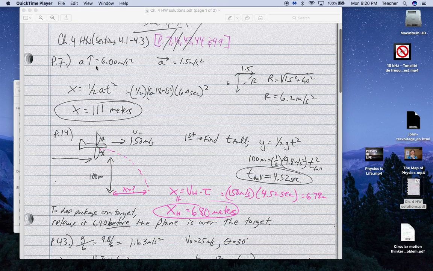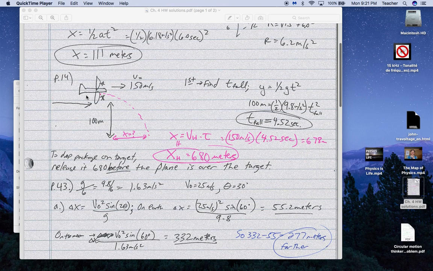Problem 1 was just asking for the displacement if something had both a vertical and horizontal acceleration. So you can get the resultant acceleration. You don't really need to use i hat, j hat, k hat stuff like that. It's okay if you do, but you don't have to. I get 6.2 meters per second squared, and I plug that into a formula for position of an accelerating object, or displacement rather. I get 111 meters.